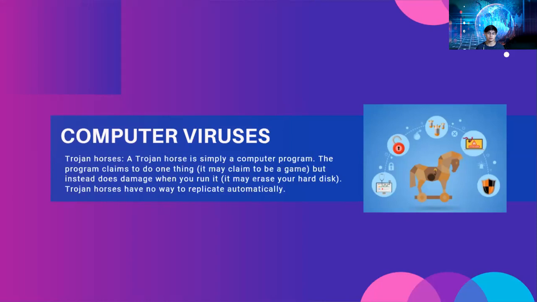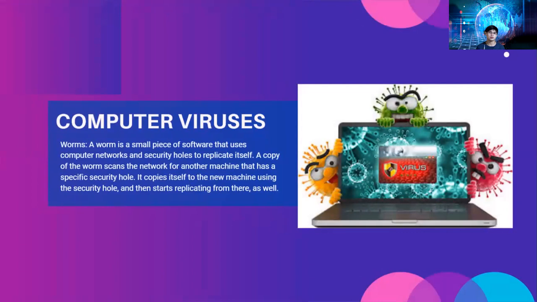Okay, the worms. A worm is a small piece of software that uses computer networks and security holes to replicate itself. A copy of the worm scans the network for another machine that has a specific security hole. It copies itself to the new machine using the security hole and then starts replicating from there as well. Again, it replicates itself, so be careful.